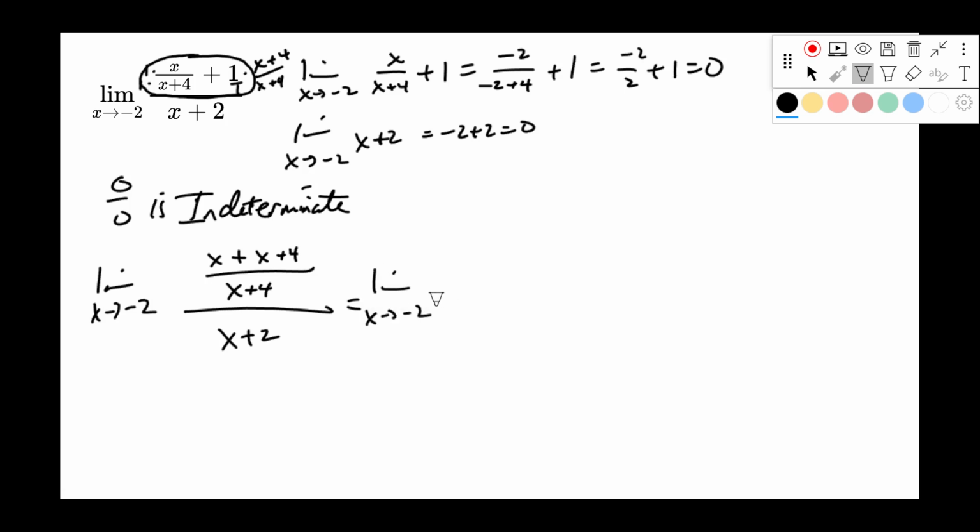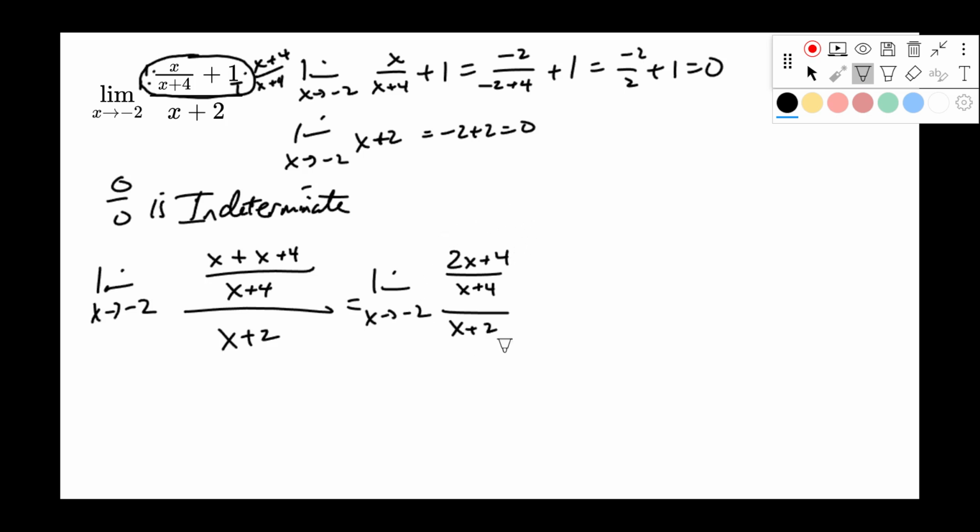All right, we're still trying to clean this up a little bit here. Remember, you can hopefully see it, I need this x plus 2 to go away somehow, right? I need it to get canceled out because that's giving me 0 in the bottom. So somehow there's got to be an x plus 2 on the top that's giving me 0 up there. All right, so let's keep working on it. So we got x plus x, that's 2x, plus 4 over x plus 4 over x plus 2.